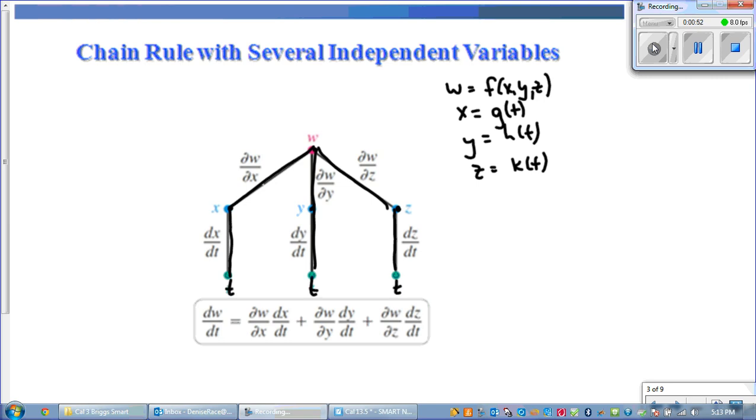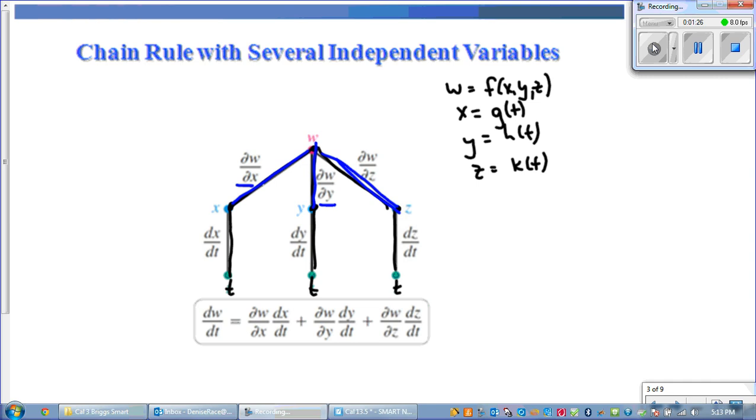So now, label each of the branches in your tree diagram with the derivatives associated with those branches. So we know that W depends on X, Y, and Z. So if we take the derivative of W, it will be with respect to just one of those. So it'll have to be a partial derivative. So this first branch will be the partial of W with respect to X. This one is the partial of W with respect to Y. And this one, the partial of W with respect to Z.